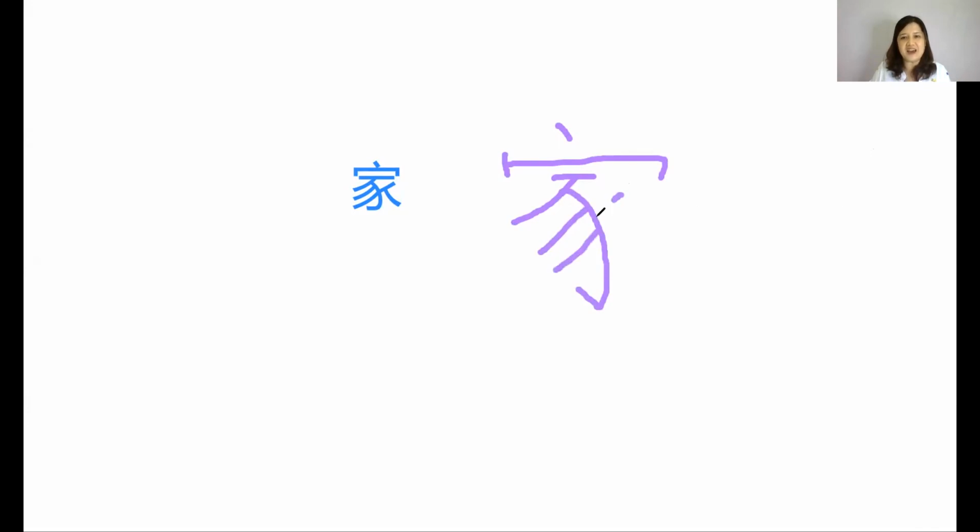Now the last one. The last one is this. Let's calculate this together. 1, 2, 3, 4, 5, 6, 7, 8, 9, 10. This character consists of 10 strokes. This is how we calculate the number of strokes.